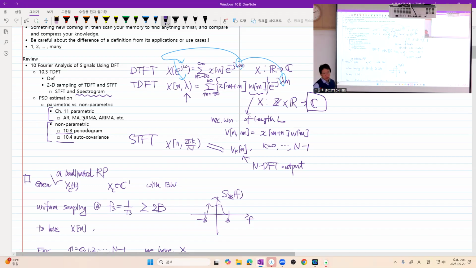Because in many engineering problems like radar signal processing, we need to estimate power spectral density of stationary or sometimes non-stationary random processes.